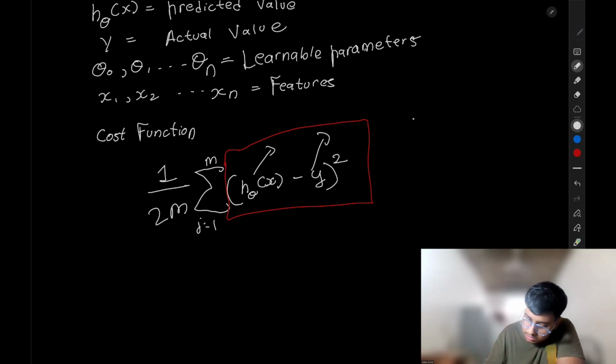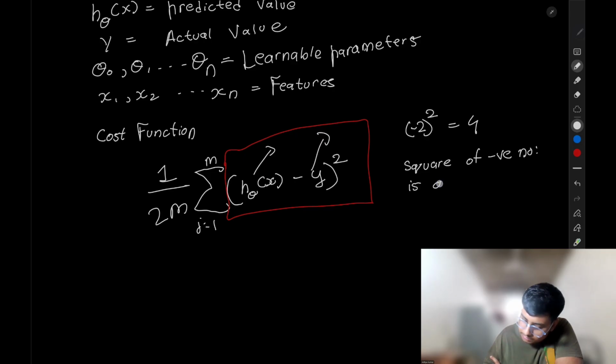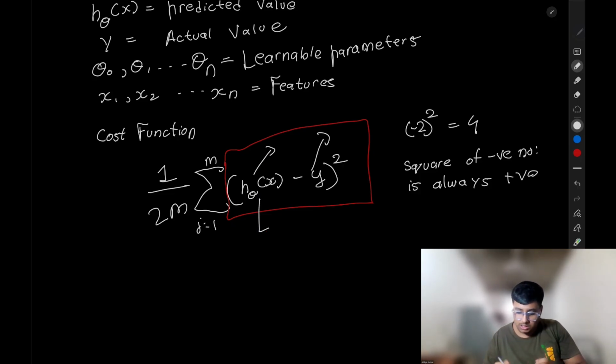As we know, the square of a negative number, for example minus 2 whole square, is positive. Squaring is a property of maths. For those who don't know, the square of negative numbers is always positive. There can be a scenario where the predicted value is lower than the actual value, so the quantity written in the bracket can be negative. That is why we have done the square.